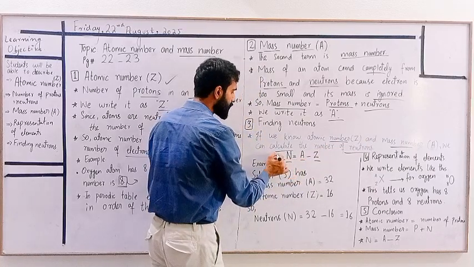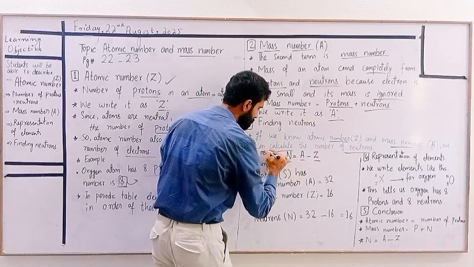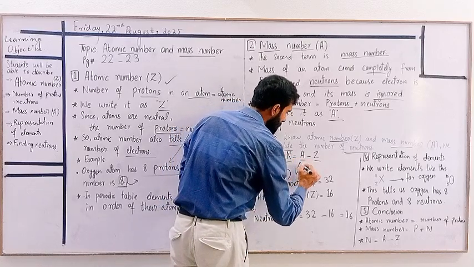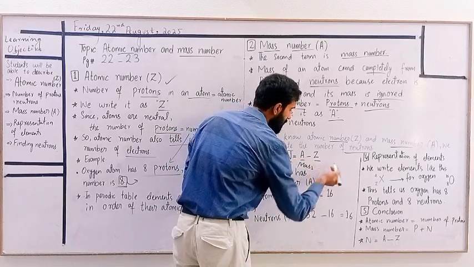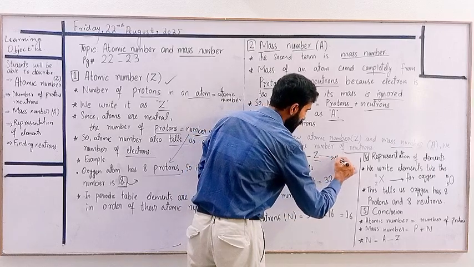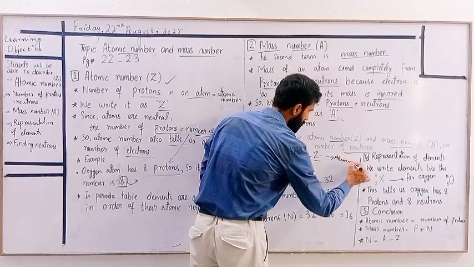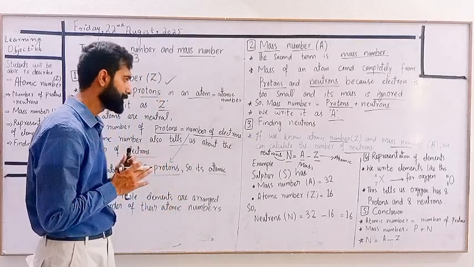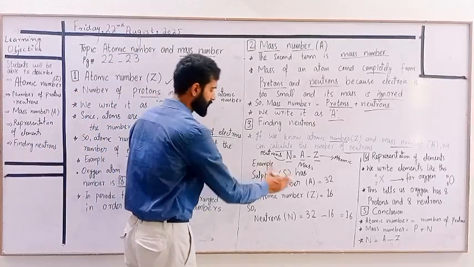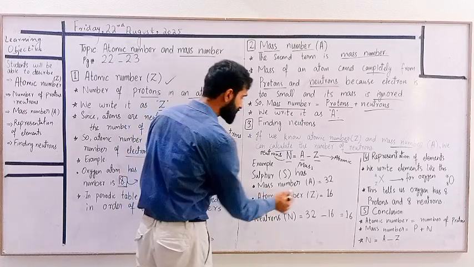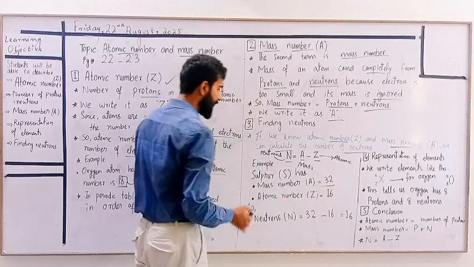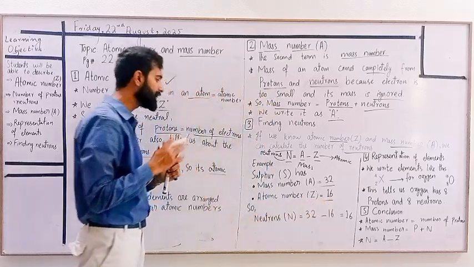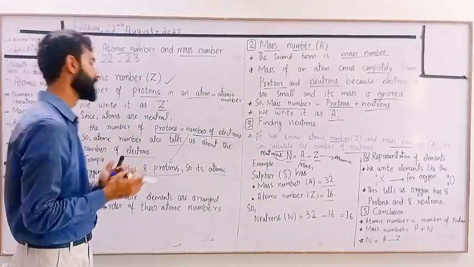N represents the number of neutrons, A represents the mass number, and Z represents the atomic number. We will understand with the help of an example. For example, we have sulfur. The symbol of sulfur is S. The mass number of sulfur is 32 and the atomic number of sulfur is 16. And we need to find the number of neutrons in sulfur.